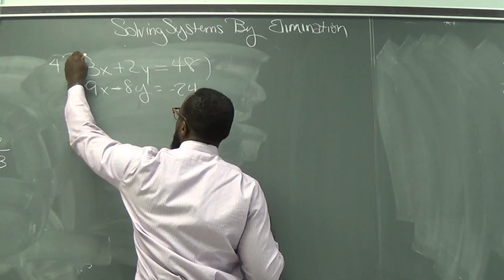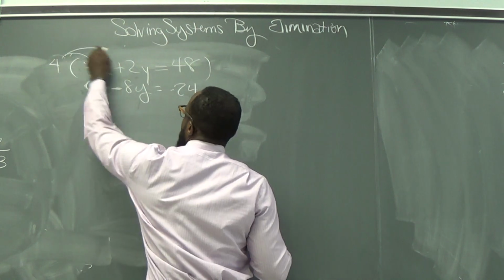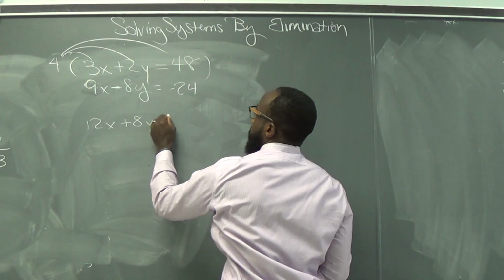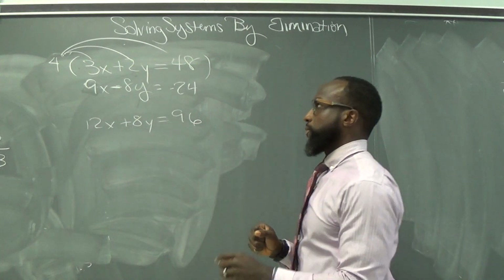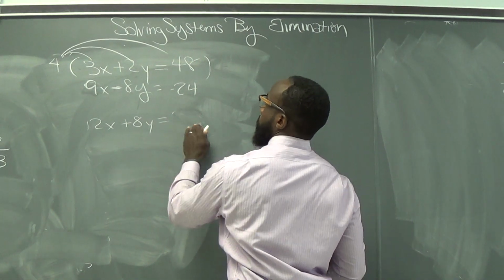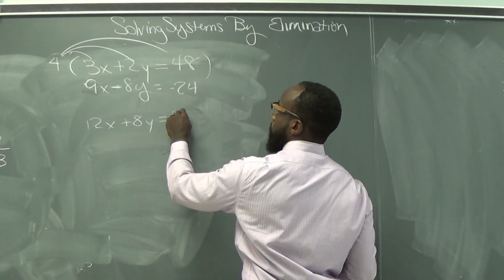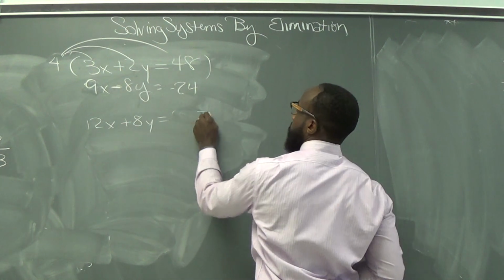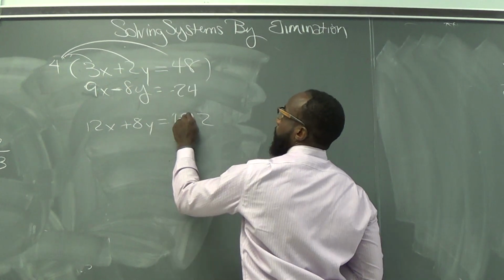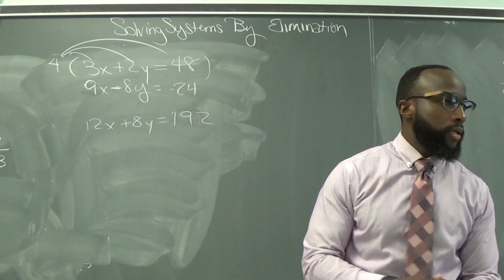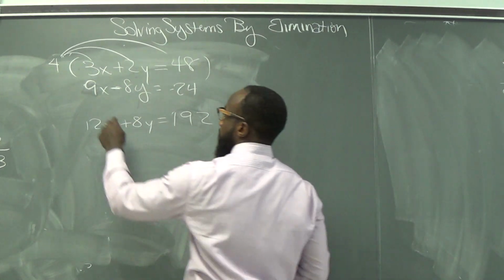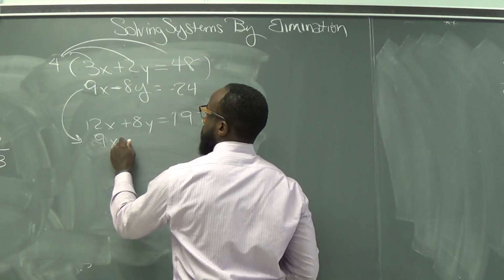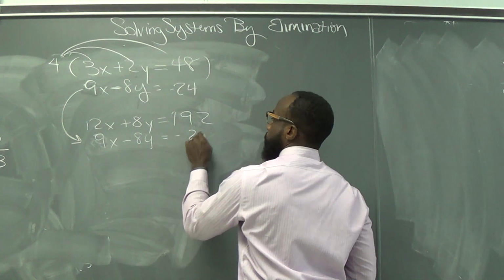So it's going to be 4 times 3, 12x, 4 times 2, 8y, and then 4 times 48. It's going to be 96? No, it's not 96. It's way bigger than that. So it's 192. All right, so 192. And then we're going to bring this one down just as it is. So it's going to be 9x minus 8y equals negative 24.